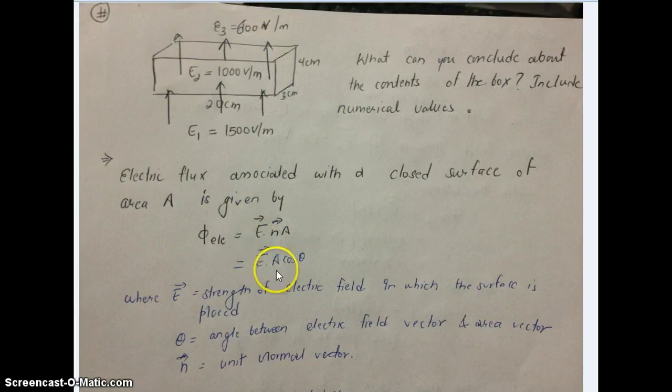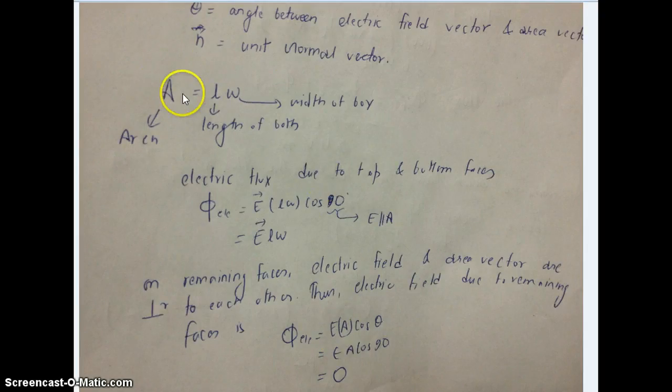This can be written as EA cos theta, where E is the strength of the electric field in which the surface is placed, theta is the angle between the electric field and the area vector, and n is just the unit normal vector. So for A, which is the area, we can get it by L times W, length times width, and the electric flux due to the top and bottom comes out to be phi equals ELW cos theta, where theta is 0 because they are parallel, which comes out to be ELW.